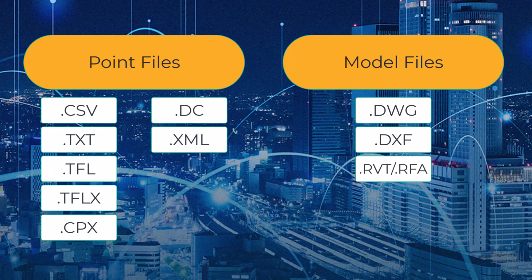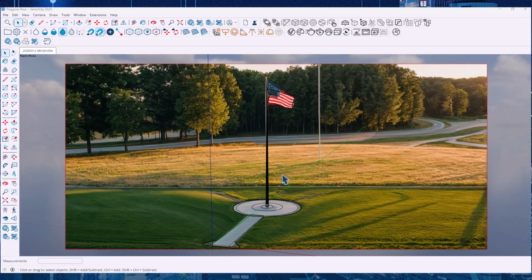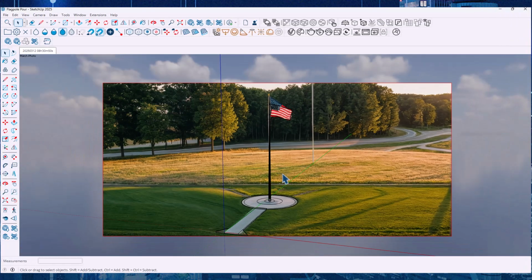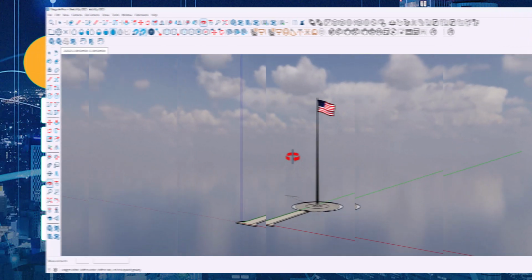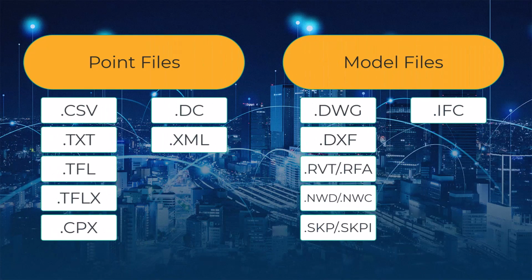Next, we have NWD and NWC files, which come from Navisworks for 3D model coordination and clash detection. SKP and SKPI are SketchUp files, with SKP for models and SKPI for indexed versions, which are great for 3D backgrounds. Next, we have IFC, or Industry Foundation Classes for building models, which is widely used in BIM workflows.